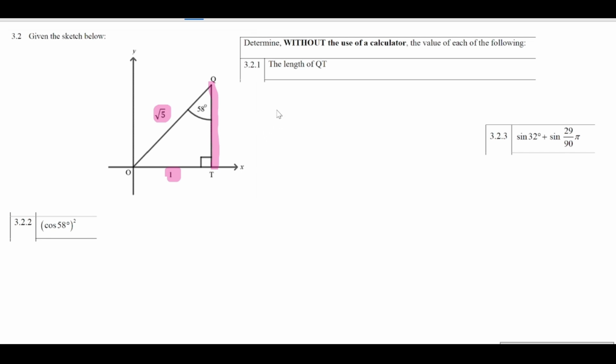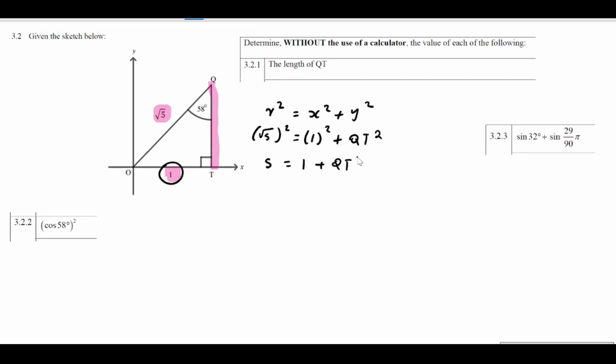So we're just going to use the theorem of Pythagoras. Theorem of Pythagoras says r squared is equal to x squared plus y squared. What is r? R is your hypotenuse. It's OQ. So I'm just going to put the square root of 5 there, squared, is equal to x. X is this one here. You're going to put 1 squared plus y squared, which is the side you're looking for, QT. Let's just put it as QT squared. Then the square root of 5 squared is going to give us 5, equal to 1 plus QT squared.